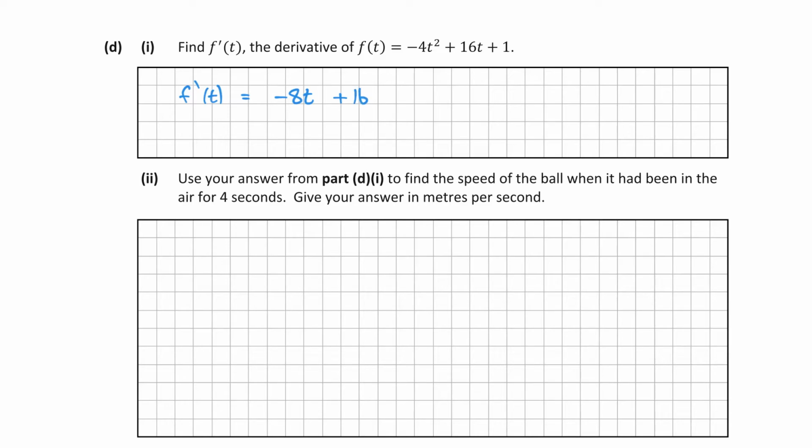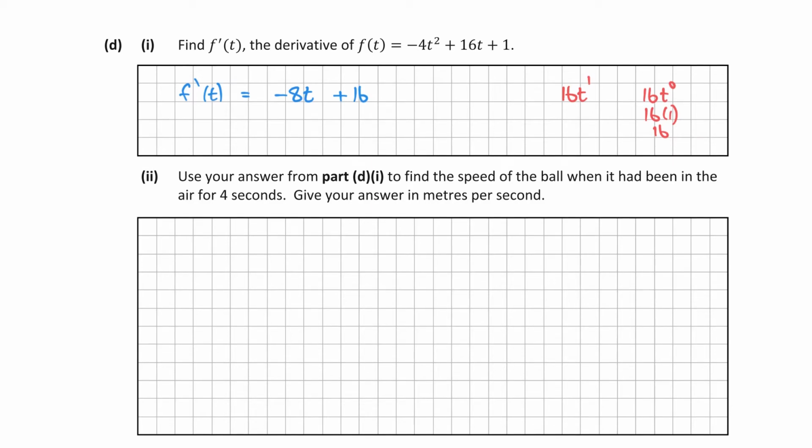And the reason behind that, I'll just do that here on the side, is because 16t is the same as 16t to the power of 1. So the 1 comes down and it'll be 1 times 16, which gives you 16. And the t will be reduced by 1, so that will turn into t to the power of 0. Anything to the power of 0 is the same as 1, so it's the same as multiplying it by 1. So that gives us 16.